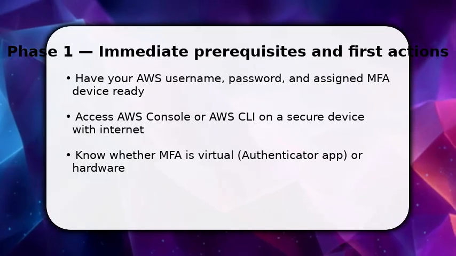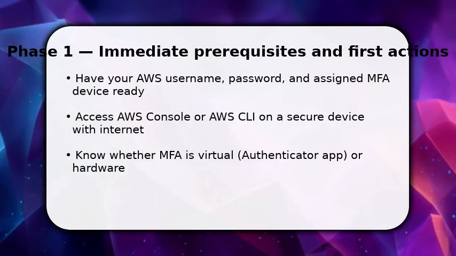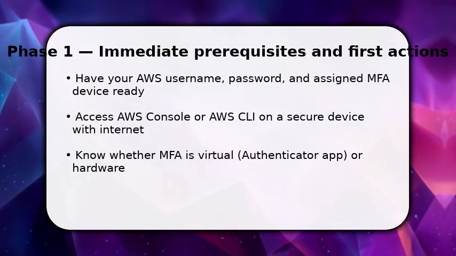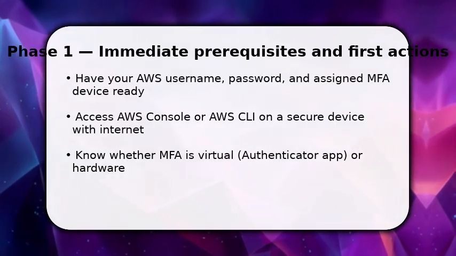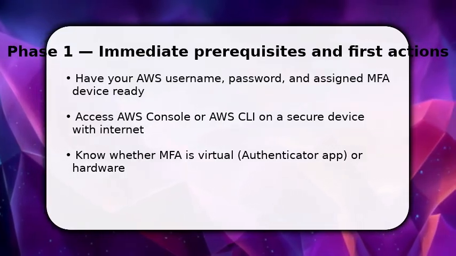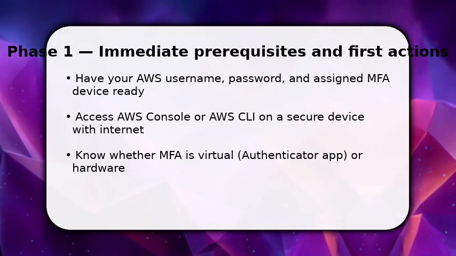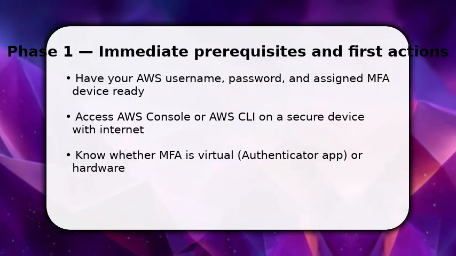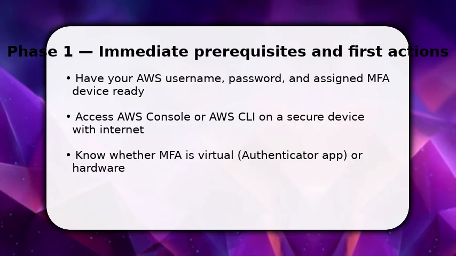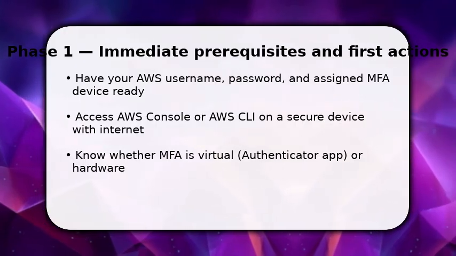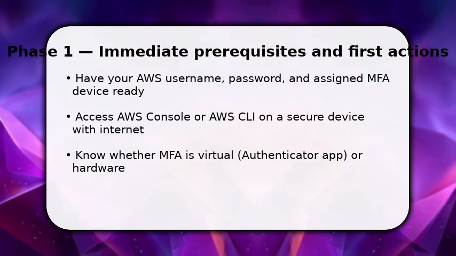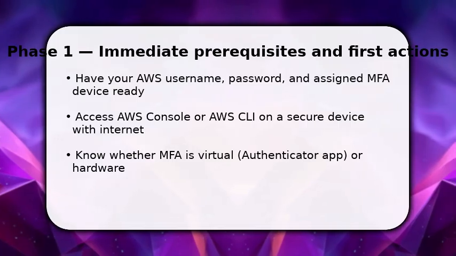You already have the essentials, an AWS account and an MFA device. Now start. Open the AWS console and sign in with your username and password, or open the AWS CLI and run aws sts get-session-token if required. If you use a virtual authenticator, launch Google Authenticator or Authy. For hardware tokens, ensure it's powered. Once done, navigate to your security credentials. This moves you directly into the MFA code retrieval flow so you can proceed without delay.